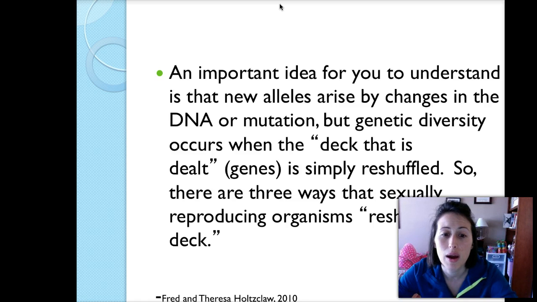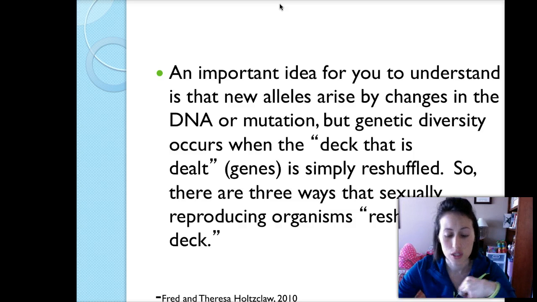We're going to be talking about how each of those haploid daughter cells that are non-identical have different combinations of genes that will eventually lead to different offspring. That's why, unless you're an identical twin, you don't look exactly like your brother or your sister.